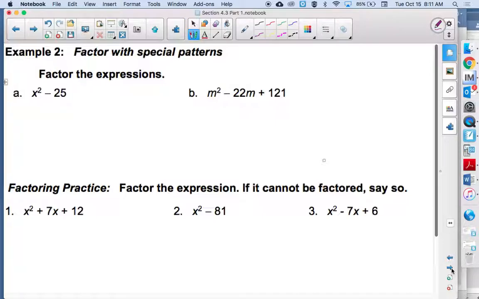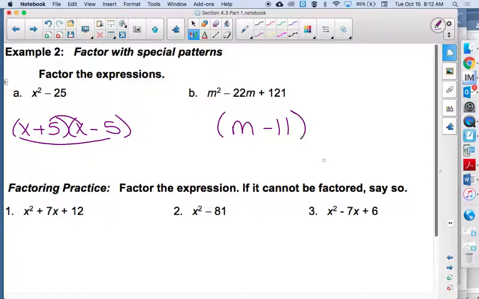Brady, how would you factor x squared minus 25? X plus 5 and x minus 5. Thanks. So 2 terms, binomial. Perfect squares, in order to get that middle term to go away, we need that plus and minus, so that when you FOIL them, they cancel out. A negative 5 and a positive 5 go away. The second one says m squared minus 22m plus 121. Jack, what do you have there? M minus 11 squared. And why do you have a minus in the middle there? Because the negative 22m. Yeah, so that negative 22m gives us the minus in the middle.